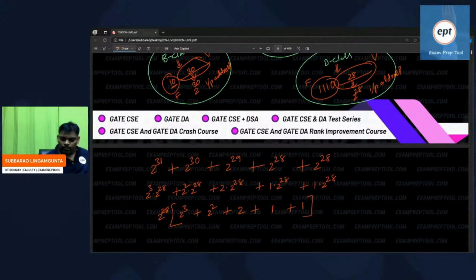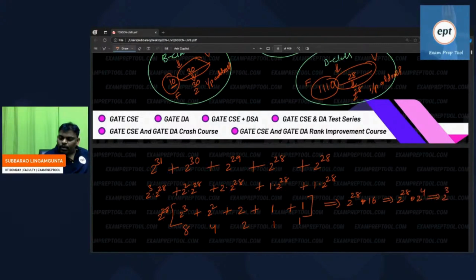Can you count the total? It is 8, 4, 2, 1, 1. 8 plus 4 is 12. 12 plus 2 is 14. 14 plus 2 is 16. This can be written as 2 power 28 into 16, which is 2 power 28 into 2 power 4, equal to 2 power 32.